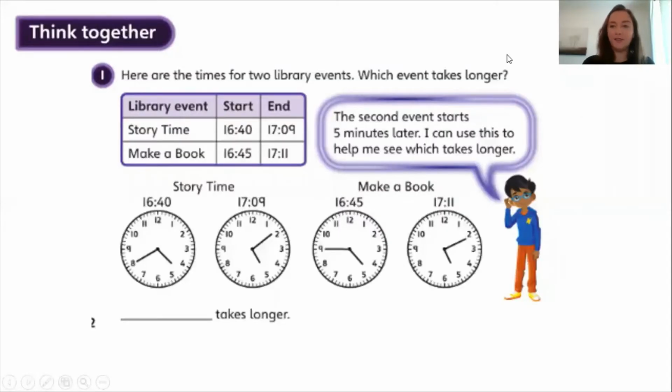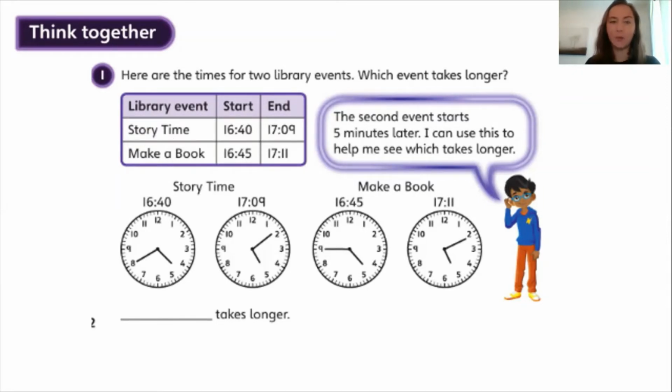Okay, here's our first Think Together problem. It says, here are 2 times for 2 library events. Which event takes longer? Story time lasts from 16:40 until 17:09, and Make a Book lasts from 16:45 until 17:11. The boy here says the second event starts 5 minutes later. I can use this to help me see which takes longer.